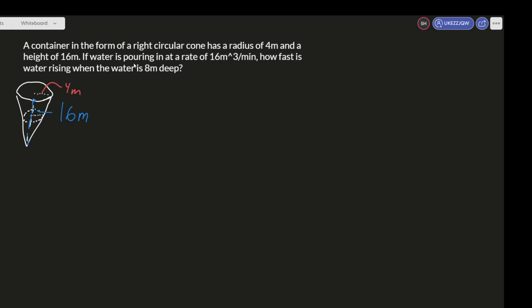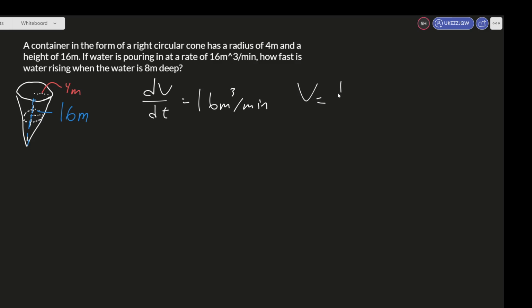So we're given some information here. Water's flowing in at 16 cubic meters per minute. So that's the change of volume. Let's go ahead and switch that. Change of volume over time. That's 16 meters cubed per minute, which tells us we also need a volume formula.